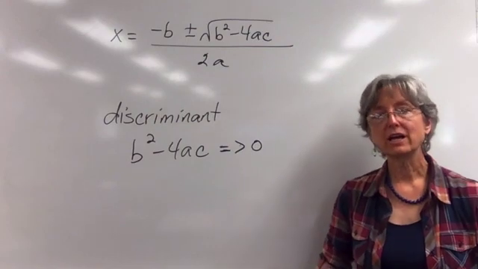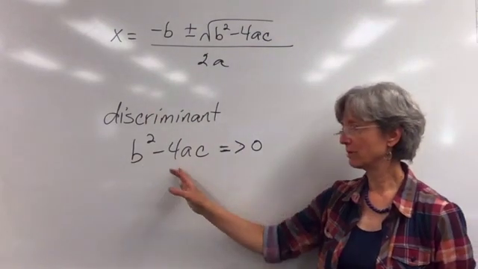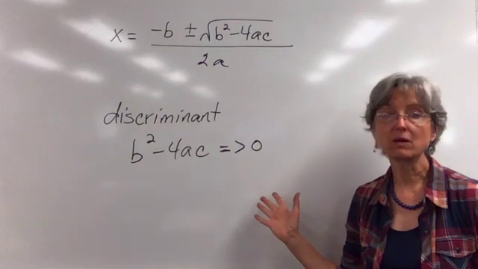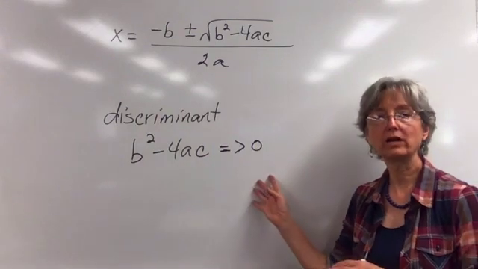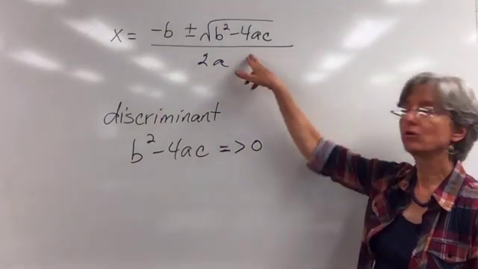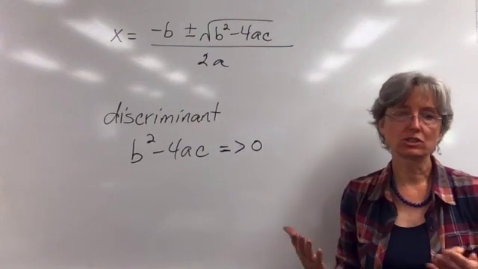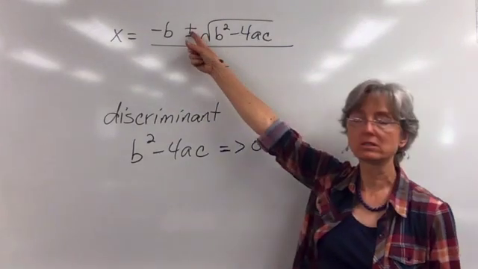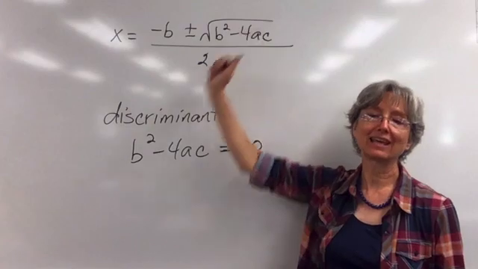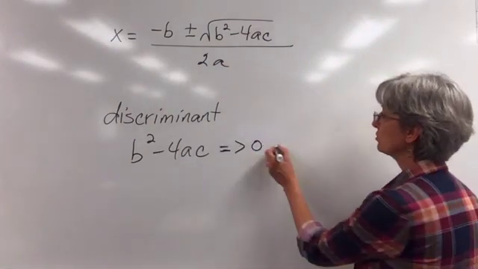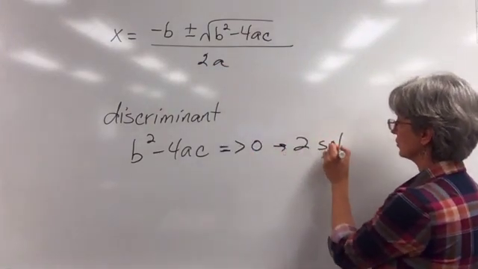And with the same type of reasoning, if b squared minus 4ac is a positive number, any positive number, anything greater than 0, then you know you're going to have two solutions. Just going to be two, because you're going to have the positive of that square root and the negative of that square root. So this would be two solutions.